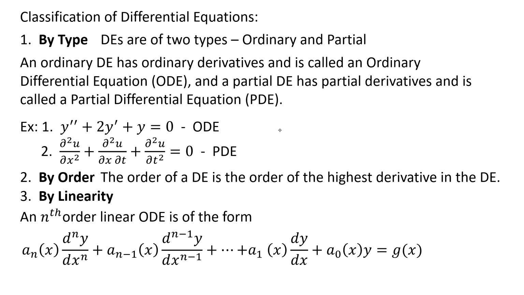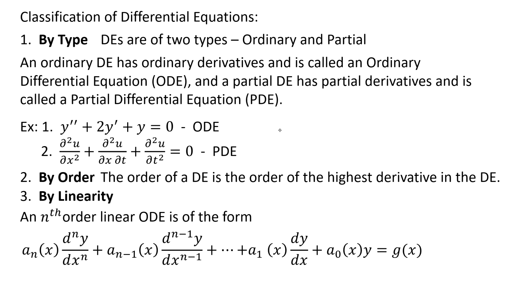We are labeling them a sub n minus 1 and all that because we want to write it in a logical way. First derivative has a coefficient of a1 of x. A1 of x is just some function of x, as simple as that. There's nothing fancy about it. And on the right hand side we have g of x. Oh, there's a lot more I need to talk about.